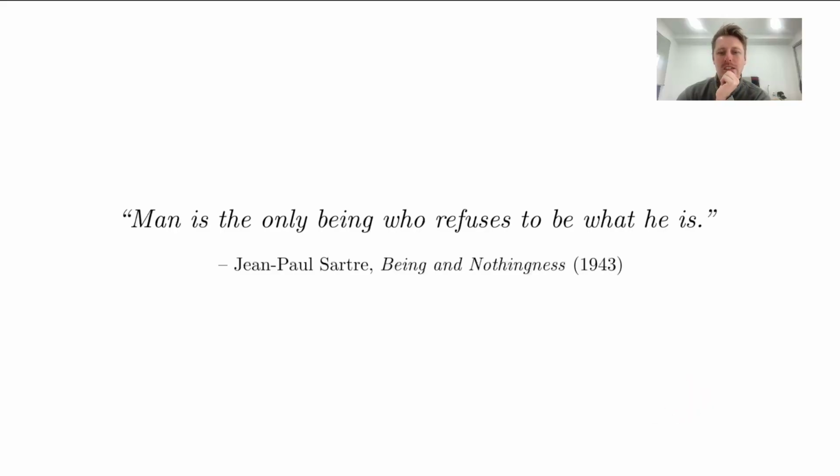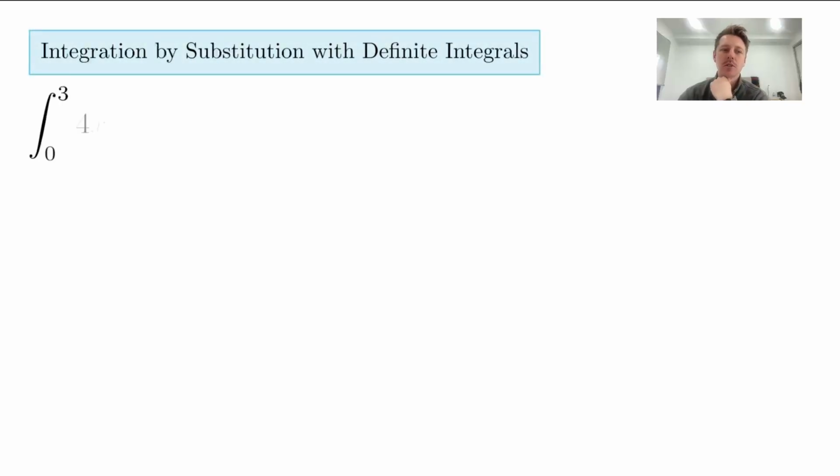All right, so what we're going to look at is integration by substitution with definite integrals. The kinds of questions you might want to be answering are ones like this, where you've got the integral from 0 to 3 of some function going on, but you want to make a substitution so that you can make the integration a little bit easier. So I'll just do a worked example here.